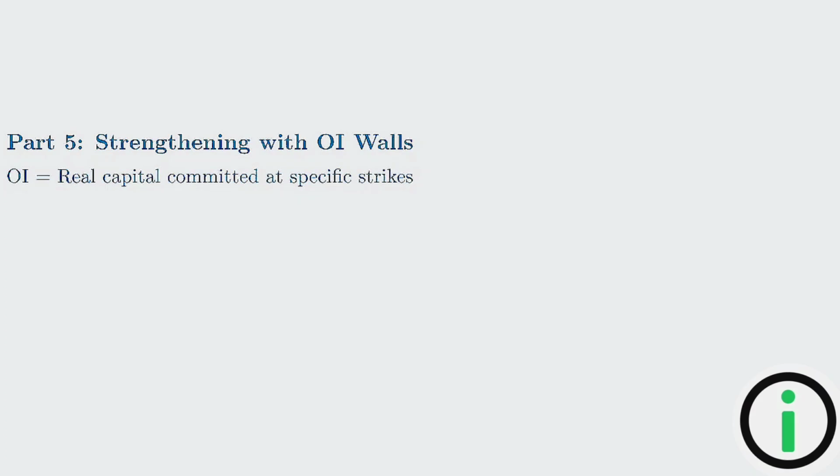Now, let's take your analysis to the next level. We are going to strengthen our price action setup using open interest, or OI, walls. Order blocks and fair value gaps are drawn from price alone. Open interest is different. It is drawn from positioning. It represents real capital committed at specific strike prices in the options market.